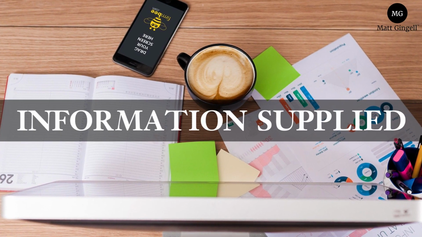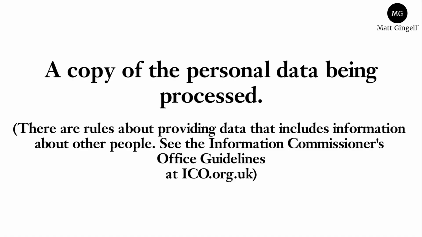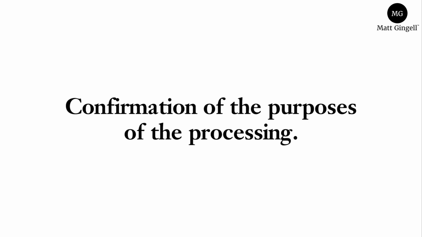Information supplied. The employer should provide the following: a copy of the personal data being processed. There are rules about providing data that includes information about other people. See the Information Commissioner's Office guidelines at ico.org.uk. Confirmation of the purposes of the processing.